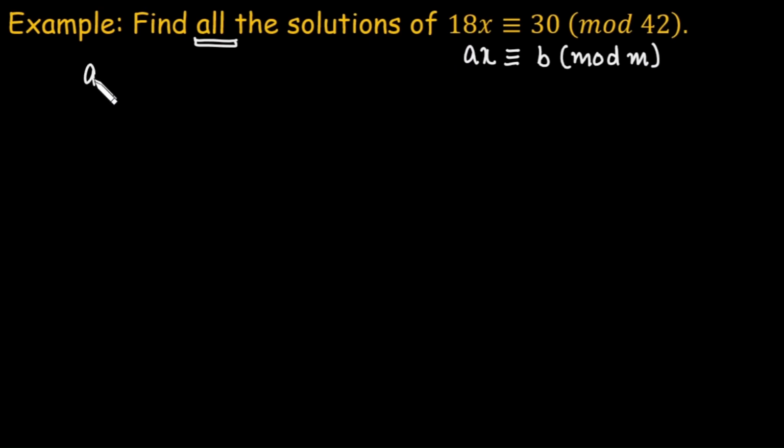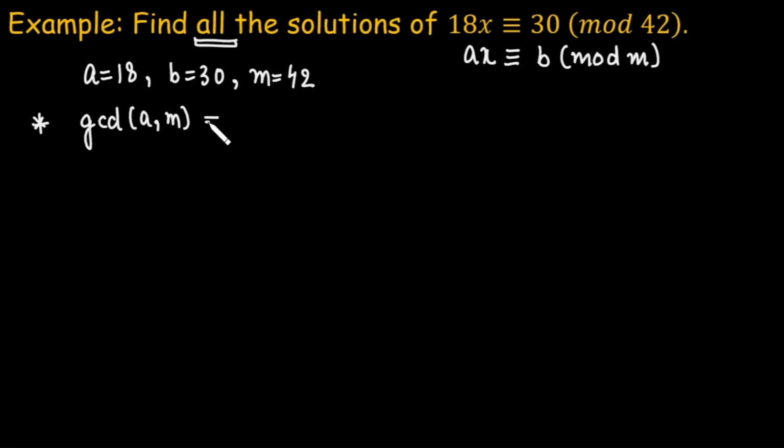According to this, A is equal to 18, B is equal to 30, and M is equal to 42. The first step is to check the GCD of A and M. How do we find the GCD of 18 and 42? We can use the Euclidean algorithm or we can do the prime factorization.